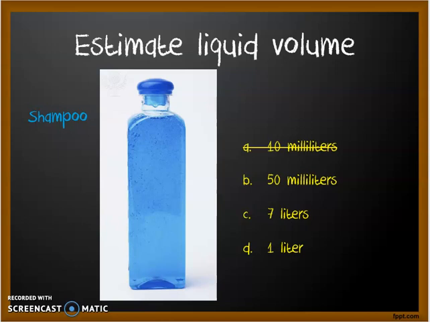I also think I can very quickly get rid of 7 liters, because 7 liters is a ton of shampoo. I have never seen a bottle of shampoo that was 7 liters. Think about the 3-liter bottle of Pepsi that we saw, the amount of Pepsi in that bottle, and then it would be 2 of those plus some more. Have you ever seen a bottle of shampoo that big? I have not. That would be a lot.